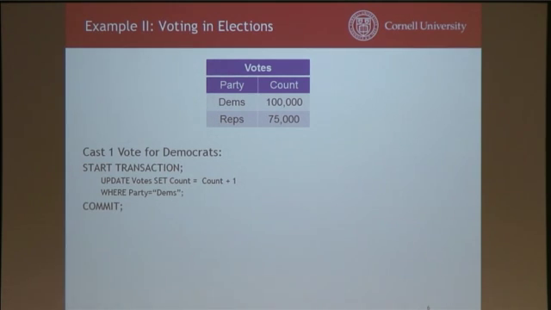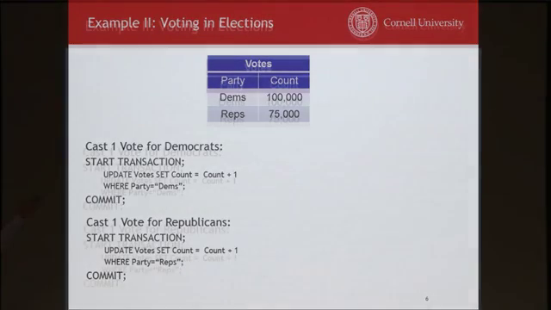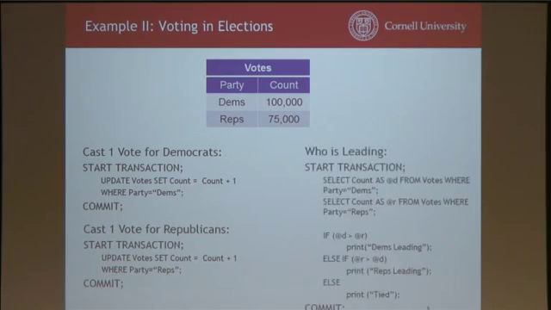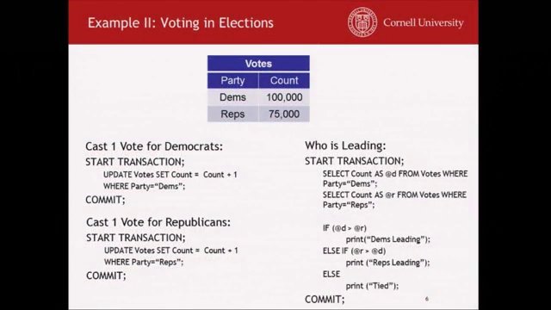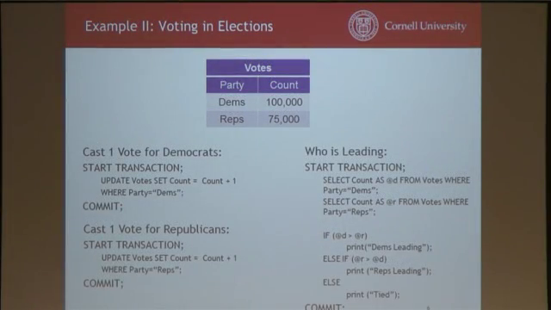One is to cast a vote for Democrats, which basically just goes and updates the count variable of Democrats by 1. A second, to cast a vote for Republicans, which increments the value corresponding to Republicans. And a third transaction, which checks who is leading. So it reads the Democrats and Republican counts. It compares the 2 values and displays who is the current leader in the election.